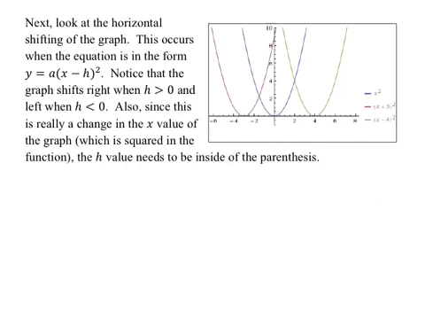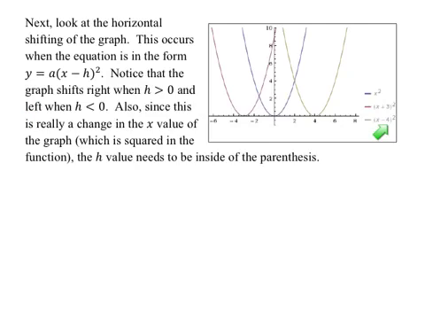Next, let's take a look at the horizontal shifting involved in the graph. And this is going to occur when the value of h is taken into account. So now let's make believe there's no k here, and we have y equals a times the quantity x minus h squared. And what we'll notice is that the graph shifts right when h is greater than 0. So the same thing occurs as with the vertical shift. When k was positive, it moved up. When k was negative, it moved down. Well, here, when h is positive, it moves right. And when h is negative, it moves left. And we'll see that right here.